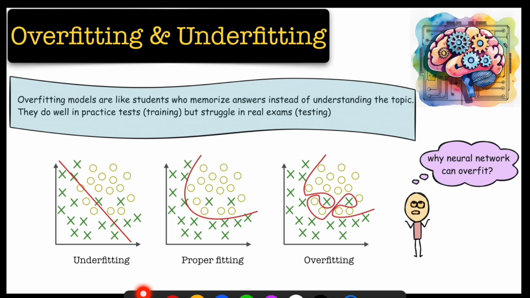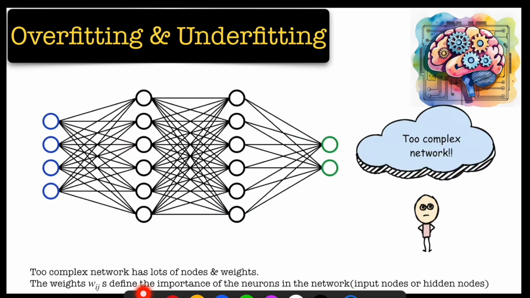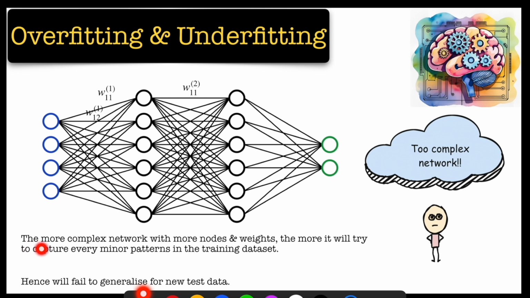Now the question here is why a neural network can overfit. A too complex network is often prone to overfit. A too complex network has lots of nodes and weights, and these are the weights, right? These node connections will have some weights. The weights define the importance of the neurons in the network, right? So these weights here will define the importance of these two nodes. The more complex the network, with more nodes and weights, the more it will try to capture every minor pattern in the training data set. Hence, it will fail to generalize for new data.